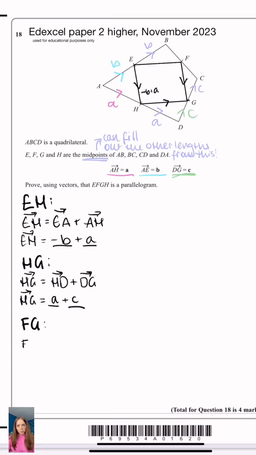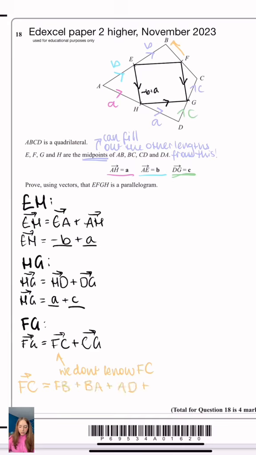But we have a problem. We don't know what F to C is, and the question didn't give us the information for it. So this is when you think, okay, I don't have this information, but what can I use to find this? To go from F to C, you have to do F to B to A to D, and D to C. Really long, and we also don't have F to B. So a different way that you can go about finding it is find B to C and do half of B to C, because we were told that F is a midpoint of BC.